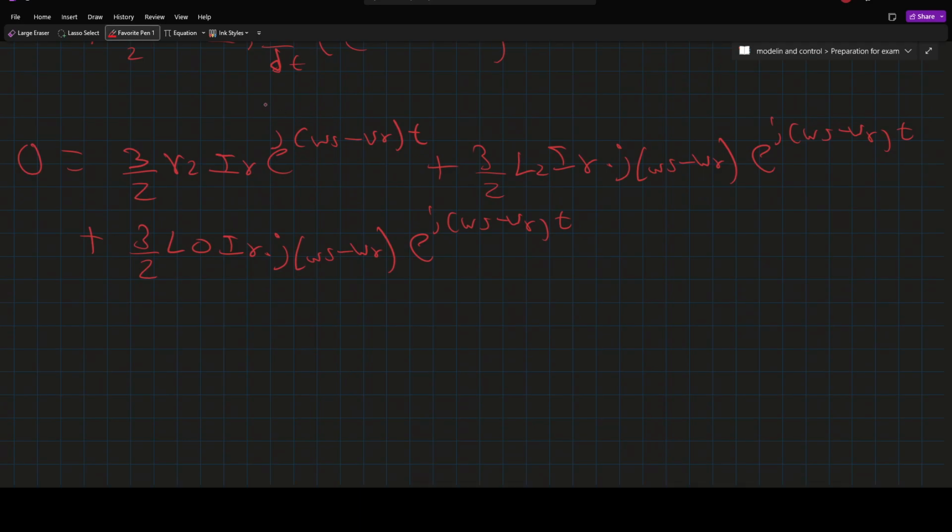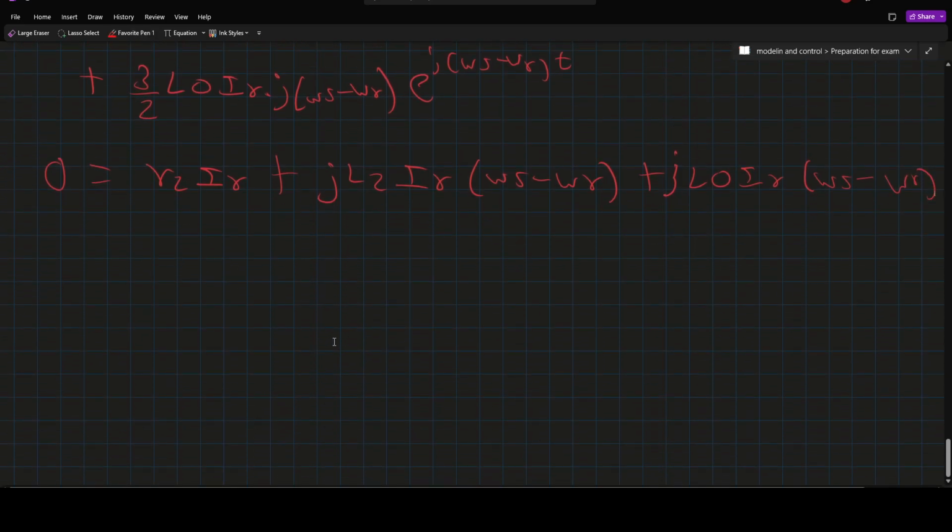So now we see that we have 3 halves e to the j omega s minus omega r t in each term, so we can get rid of all of them. So we are going to have 0 equals R2 IR plus j L2 IR omega s minus omega r plus j L naught Is times omega s minus omega r.